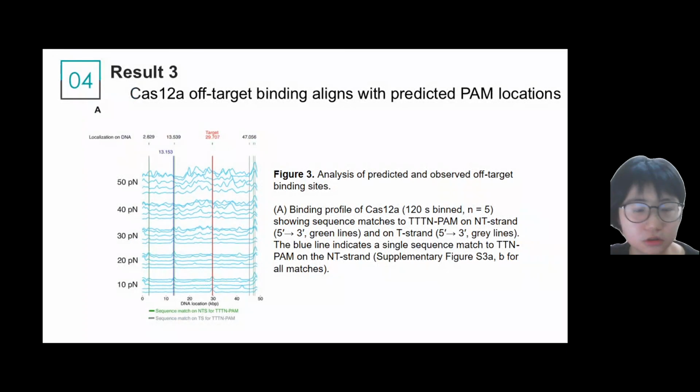And next, in the third result, they identify the off-target sites by analyzing the lambda DNA sequence. All of these straight lines in figure A are sequences the same as the PAM sequence in the target and non-target strands, where the target site is 29,707. And those off-target sequences are at 2,829 and 47,056, and also here about 13,329.